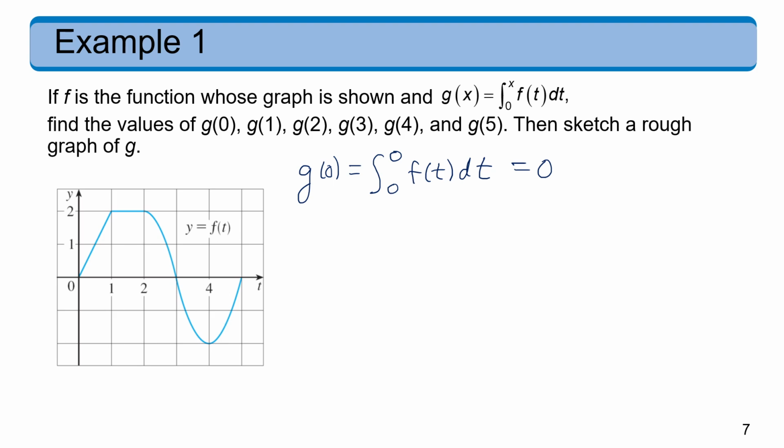Okay, next we're asked to find g of 1. So based on our formula for g, this would be the integral from 0 to 1 of f of t dt. Now in our figure, this is the region we're looking at, right? Because we're just going from 0 to 1, finding the area below the curve. And because that's a triangle, we can easily calculate that area. So 1/2 base times height.